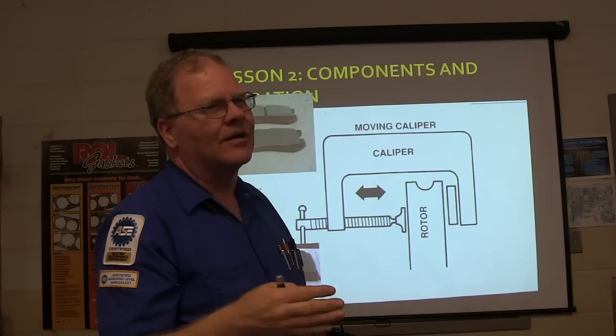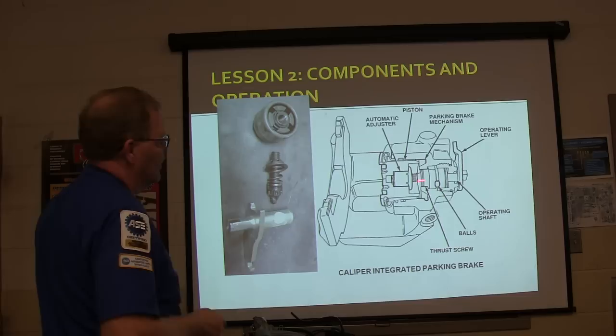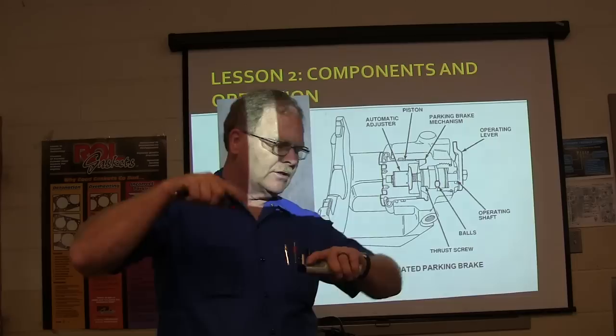You need to look at both pads, okay? Now this right here is a strange kind of park brake mechanism. This is a rear caliper with an integrated park brake. When you put pads on one of these, you are going to have to use a special tool to screw that back in. You can't just push it back in. It's got to be screwed back in, okay?